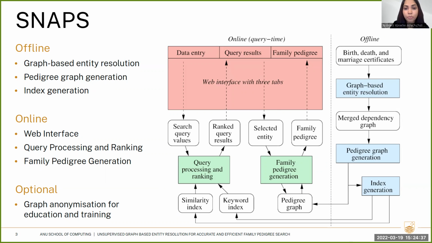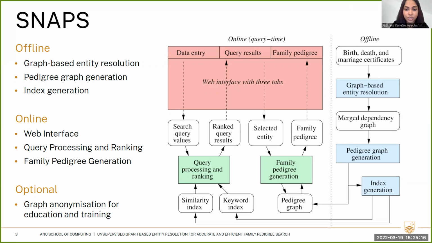Then, in the online component, a user first searches query values, for which we return ranked query results. As the user obtains a ranked list of matched records from the query processing and ranking step, they can select to explore one of the listed entities. When the user selects an entity from the query results, SNAPS extracts the corresponding family pedigree generated in the offline component. Additionally, there is an optional component in SNAPS that enables to anonymize a graph for educational and training purposes.